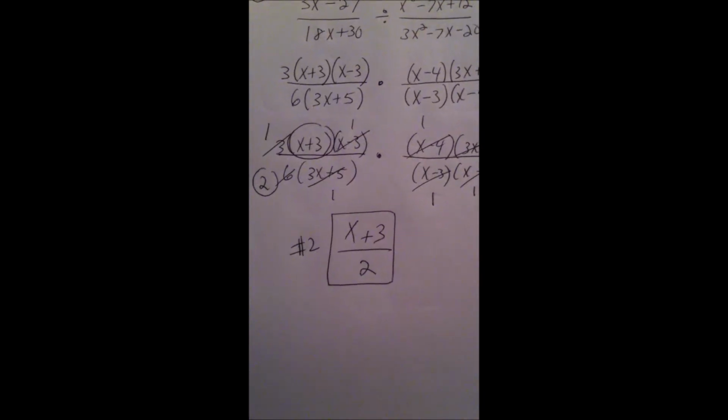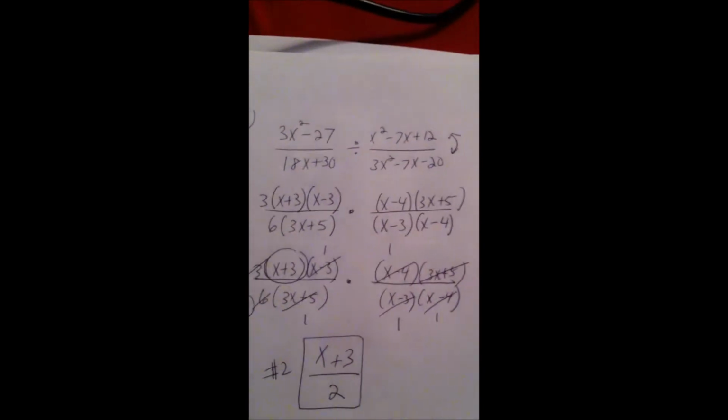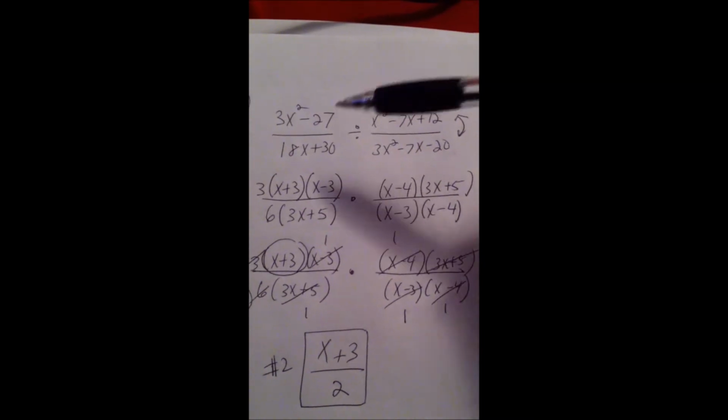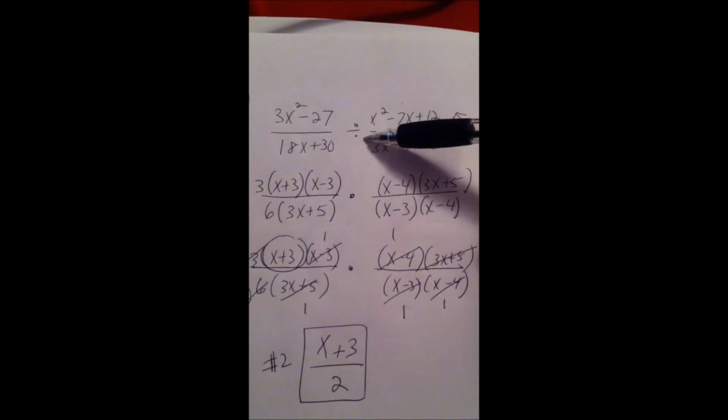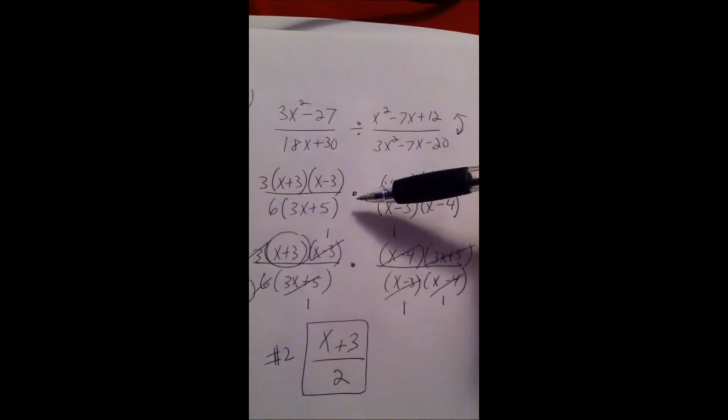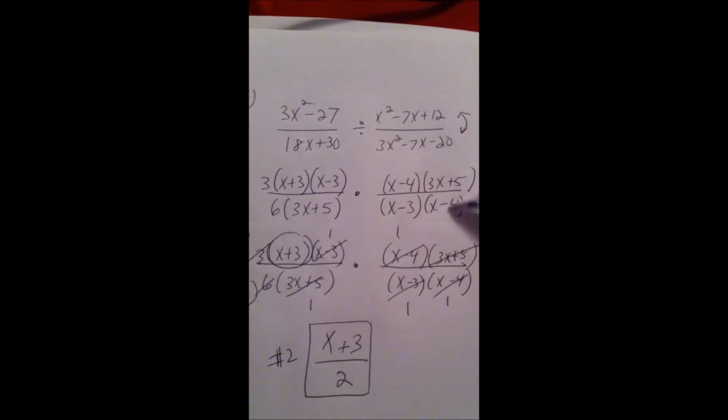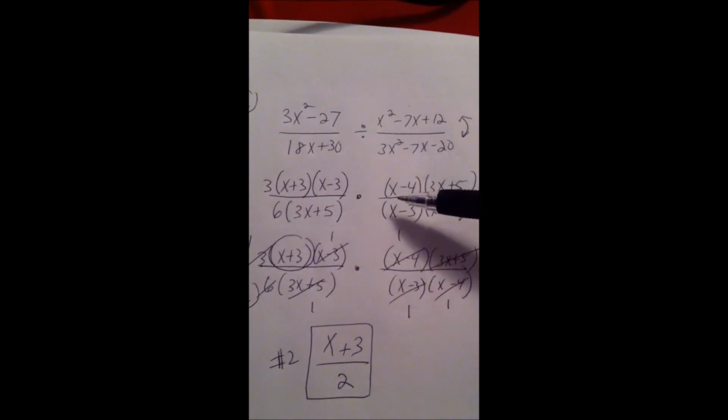The answer to number 2 is x plus 3 over 2, and it is indeed another division question. You can see that we changed the division to multiplication like we did before, and the fraction that followed, we flip it. And there's just a bunch of factoring going on here.